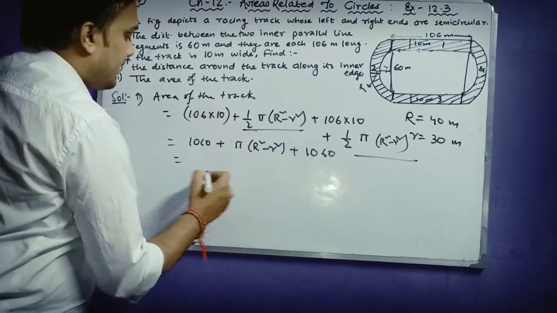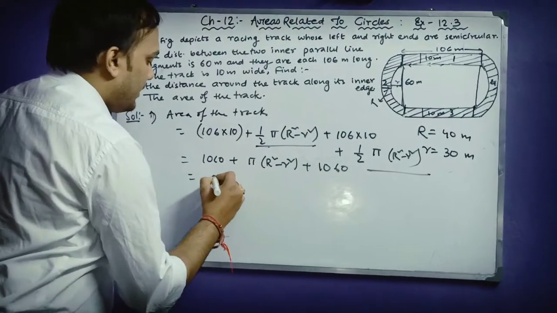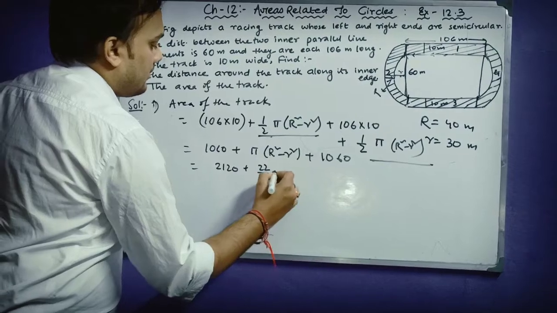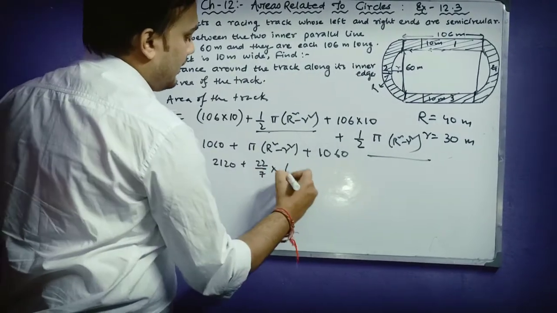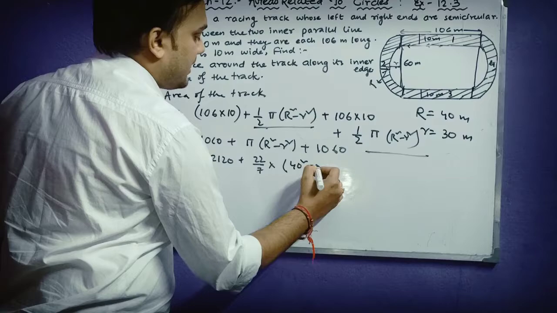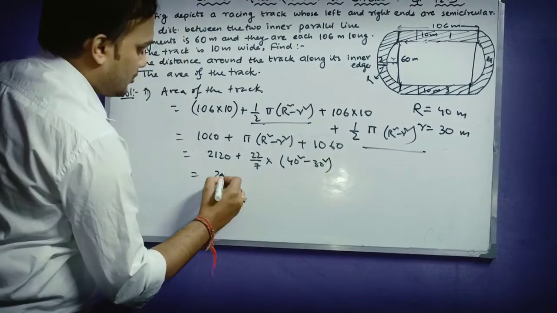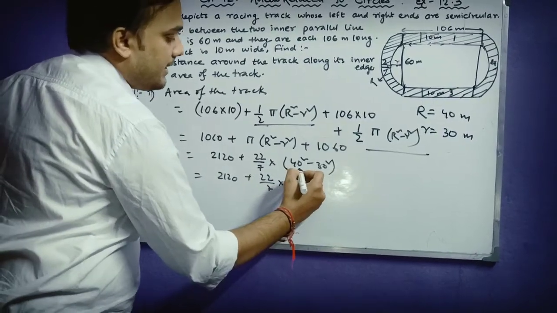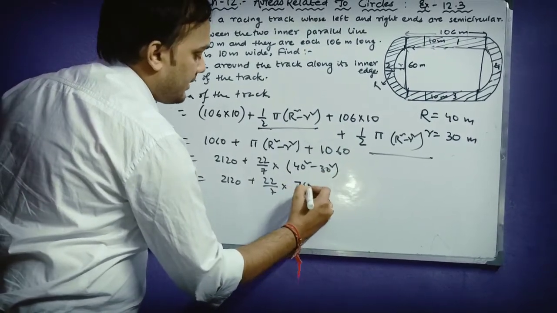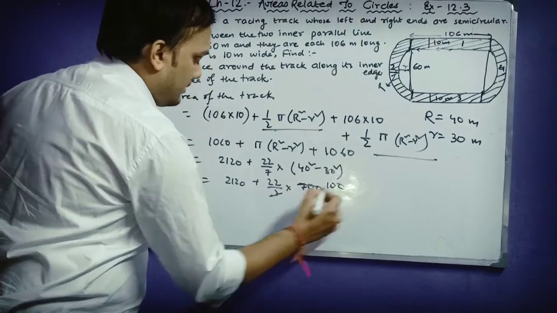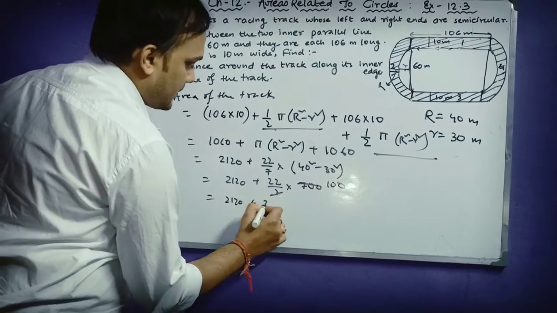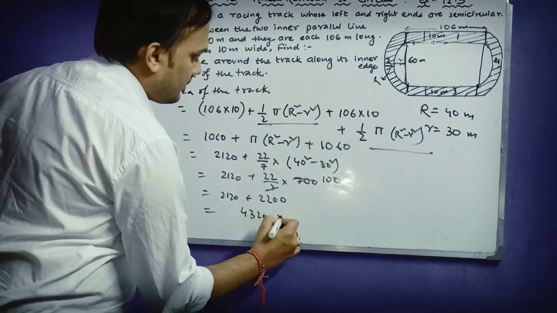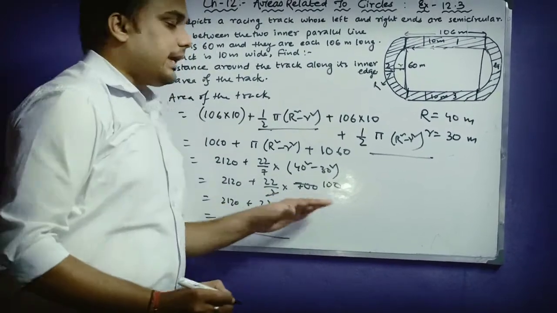Okay, 1060 plus 1060 will be 2120, plus 22 by 7 into capital R, which is 40 square, minus small r, which is 30 square. That means 2120 plus 22 by 7 into 1600 minus 900. That means 700. So it will be 100. 2120 plus 2200 equals 4320 meter square. So this is the area of the track.